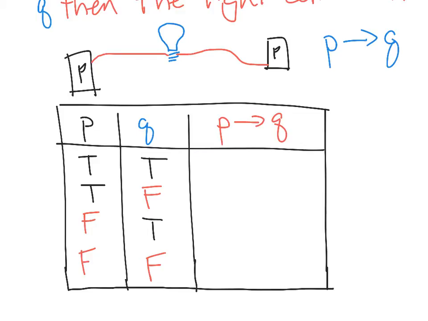P being true and Q being true, that's where I flip the switch, and the light comes on. And in that case, our conditional statement is true. It's true that I flipped the switch, then the light came on. And here, if I say, well, I flipped the switch, that's P being true, but the light didn't come on. Well, that's the case for our conditional statement: if I flip the switch, then the light comes on. It turns out to be false. Doesn't work.